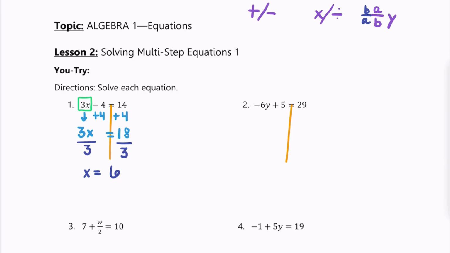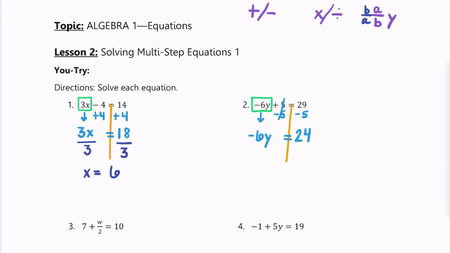Looking at number 2, we're going to box the -6y. We box the thing with the variable, so we want to isolate that -6y. In order to do that, we must do the opposite of +5. To get rid of that addition of 5, we are going to subtract 5 on both sides. If I subtract 5 on the left, I have to keep it balanced by subtracting 5 on the right. This -6y, I'm going to bring down. The 5 minus 5 goes to 0, and 29 minus 5 goes to 24.